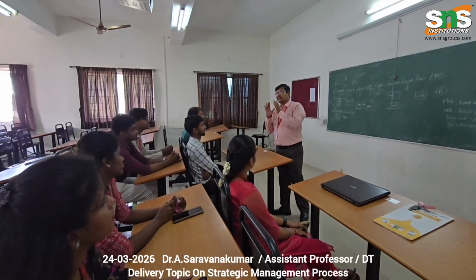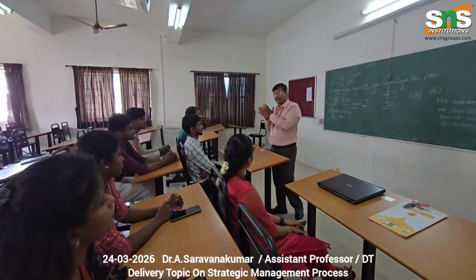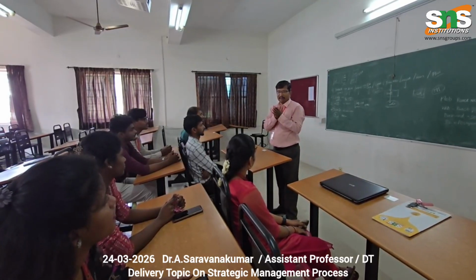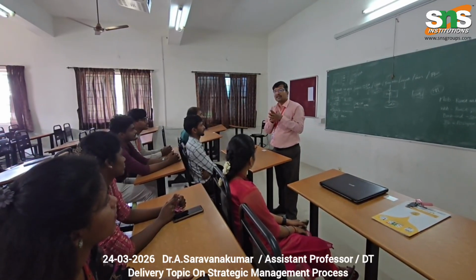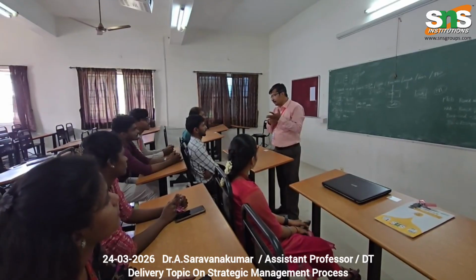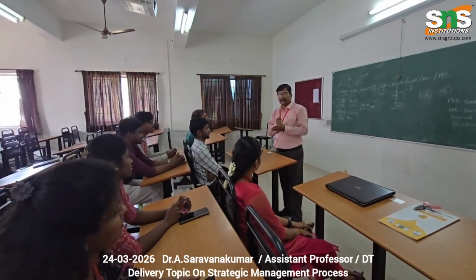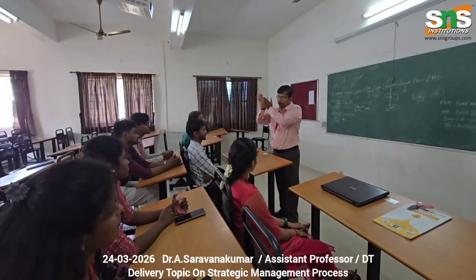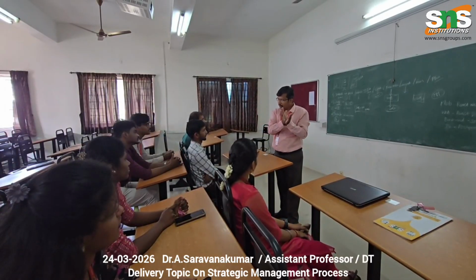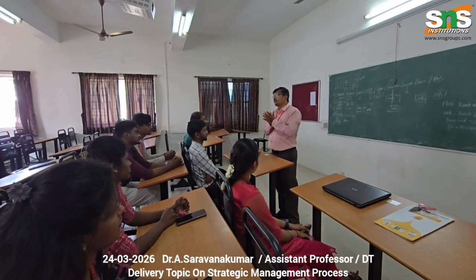So today we are going to discuss an important topic: strategic management, the strategic management process. In the strategic management process, it will be implemented in design thinking. So what are the stages of design thinking? Empathize, define, ideate, prototype, and test. In the strategic management process, it will be implemented in that design thinking methodology. We will see one by one.